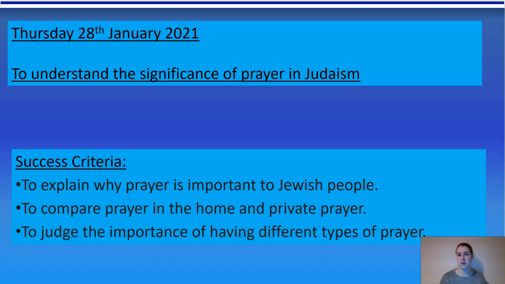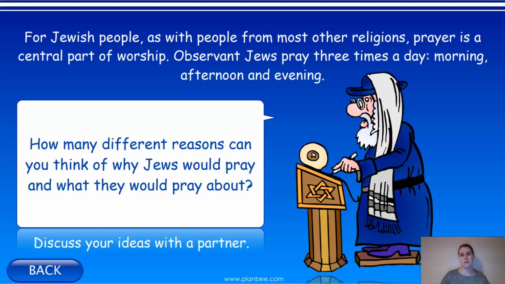Now, we're also going to be looking at the different elements of the Jewish faith that match with prayer. So maybe certain books or certain other equipment or clothing that's worn. For Jewish people, as with many of the people in other religions, prayer is always that central part of worship. It's a focal point for the religion. Now very observant Jewish people will pray 3 times a day. They'll pray in the morning, in the afternoon, and in the evening.